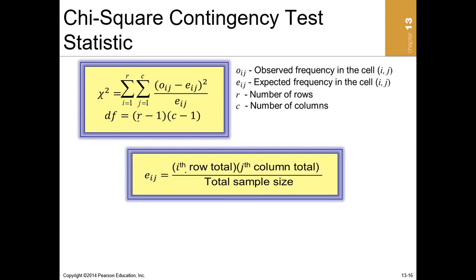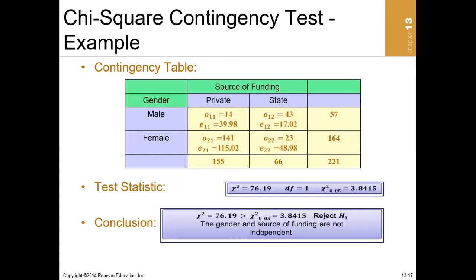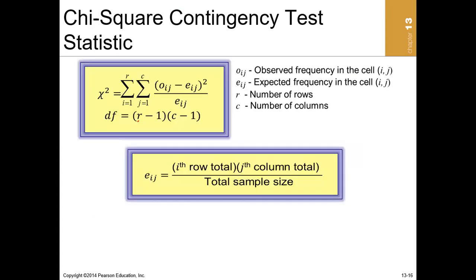The expected value of a cell is the total of the row of that particular cell multiplied by the total of the column of that particular cell, divided by the total sample size. So the total of the row of that cell times the total of its column, divided by the total sample size, okay? So let's work it out.